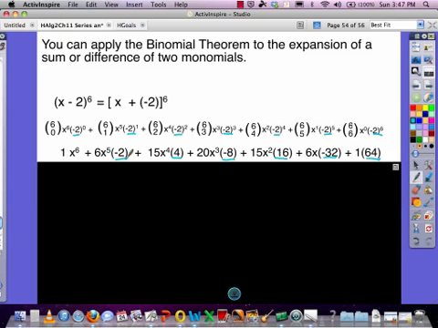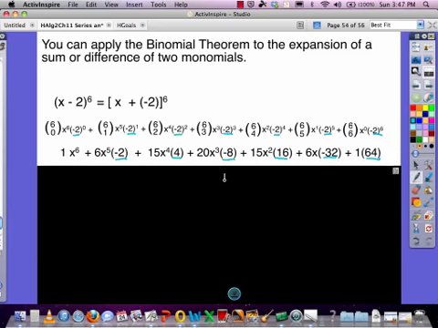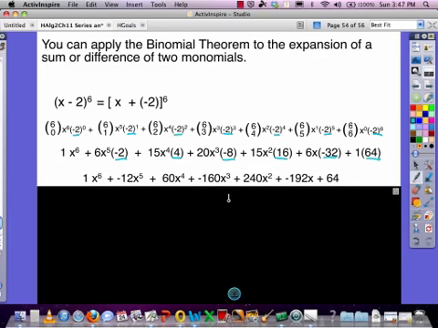So in this case, the exponents don't always have the same degree power. We've got them going down in descending order, 6, 5, 4, 3, 2, 1, 0. But we're going to have to put all these numbers together because numbers always go out front. So on the first term, we have nothing to change. But on the second term, that negative 2 times our 6 gave us negative 12. The 4 times the 15 gave us 60. The negative 8 times 20. The 16 times 15, the negative 32 times 6, and the 64 times 1.